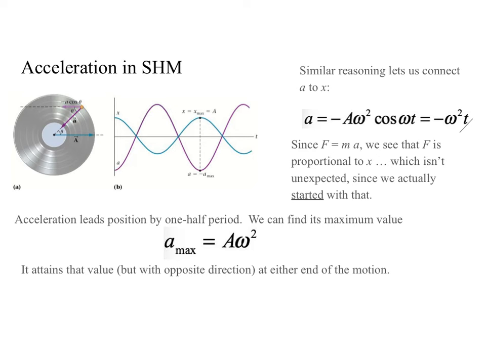Similar reasoning lets us connect a to x, and we'll find that a is minus a omega squared cosine omega t, but then a cosine omega t is just x, and so we get just minus omega squared x. Since F equals ma, we see that F is proportional to x, which is not unexpected since we actually started from that. The acceleration leads the position by 1/2 period, and its maximum value is a omega squared. It attains that value, but in opposite direction, at each end of the motion.